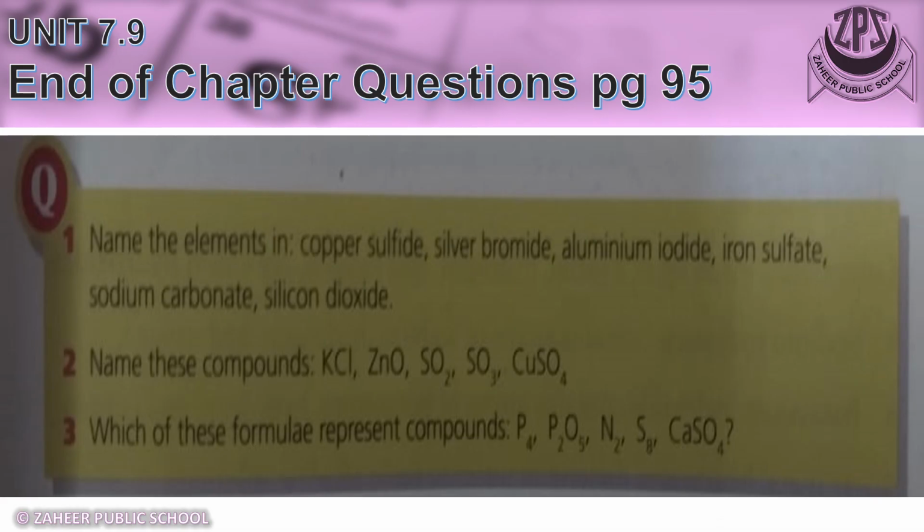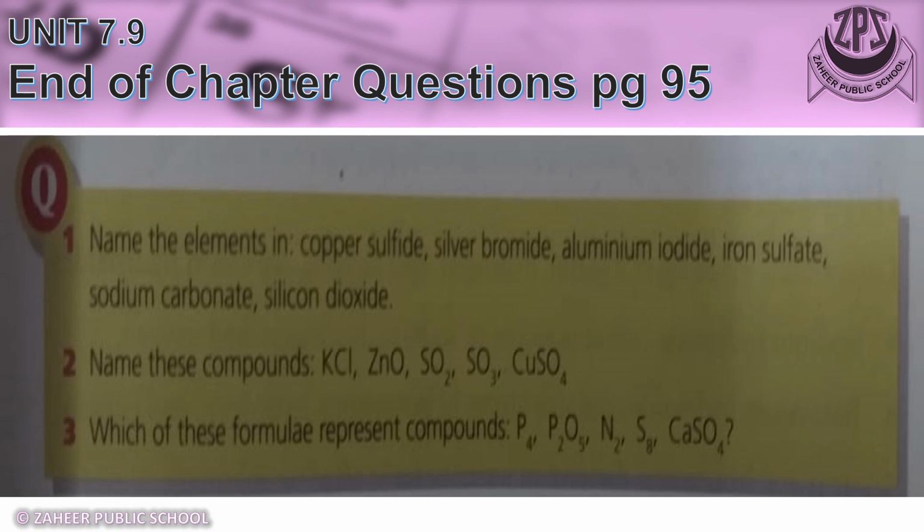Now move to the end of chapter questions given on page number 95. In the first question, you have to name the elements present in the compound. Like in copper sulfide, there are two elements, copper and sulfur. So the compound would be copper sulfide. So you have to write the names of the elements present in these compounds. And in the second question, you have to name these compounds. Like in the first one, KCl means K stands for potassium and Cl for chlorine. So the name of the compound is potassium chloride. So you have to write the names of these compounds.